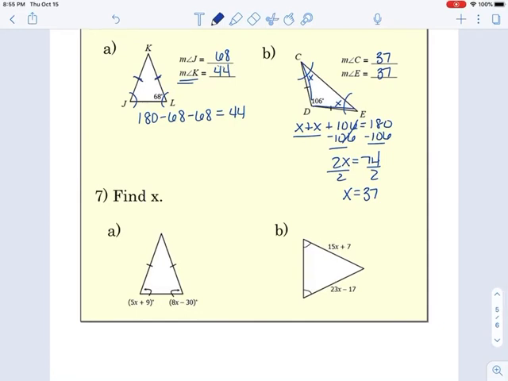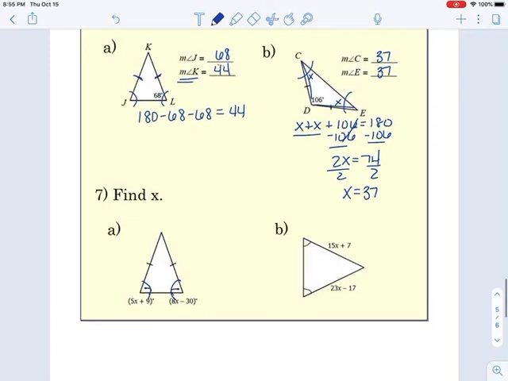For number 7, for part A, again, I have an isosceles triangle, and this time I have the two base angles of the isosceles triangle. So again, I don't know anything about the third angle, so there is no adding up to 180 here. I'm just going to set those two angles equal to each other because the base angles of an isosceles triangle are congruent. They're equal. So we're going to set 5x plus 9 equal to 8x minus 30.